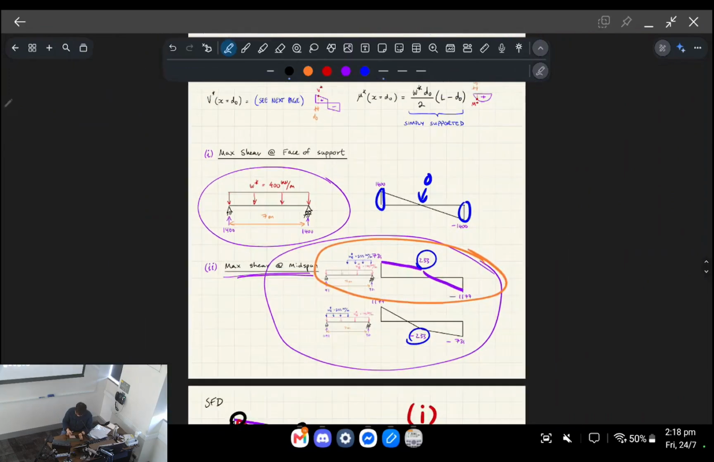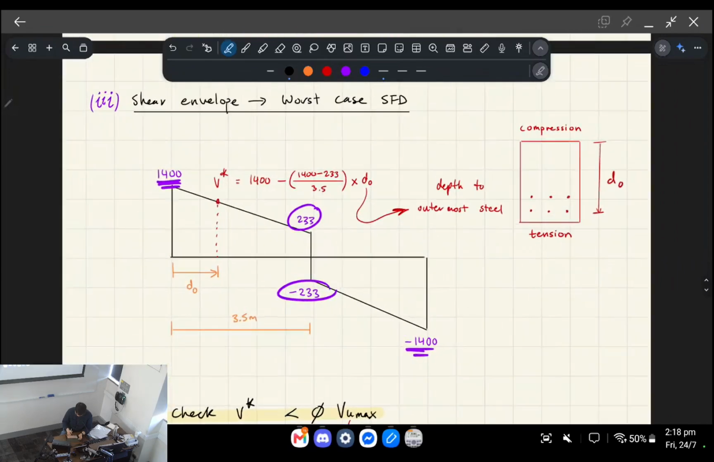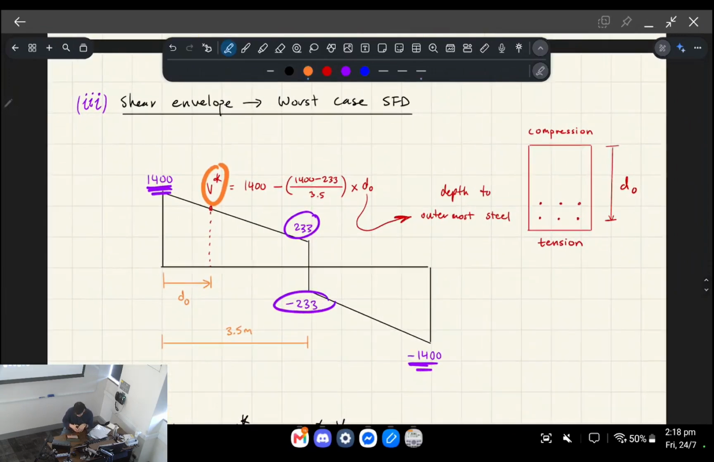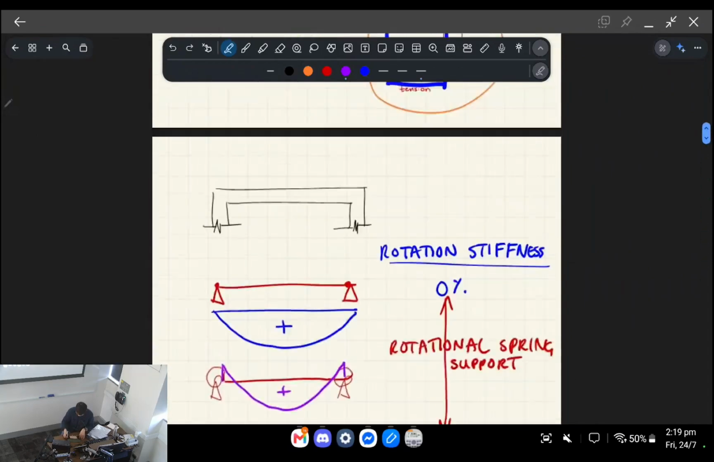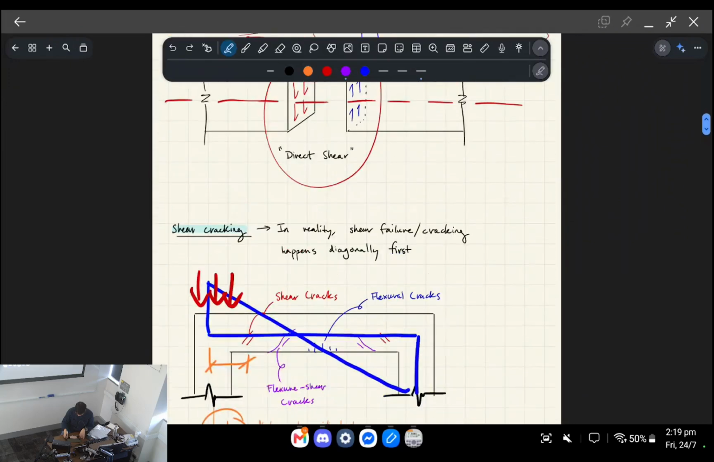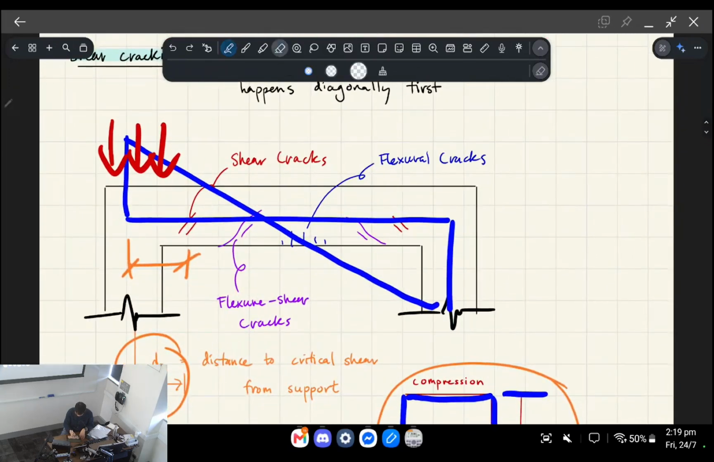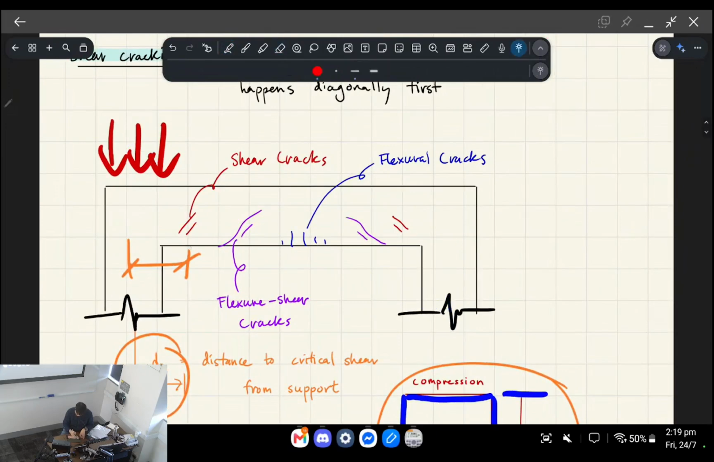Okay, so why is that important? It's important because we're interested in finding the design shear. And the design shear is where you get the shear envelope, right, which is the worst case scenario from all three of those loading cases of the shear force diagram. And you go a distance of DO away from the support. Okay, so as I mentioned before, the reason we do this, right, is because the critical point of failure where the shear cracks appear in your beam is a distance DO away, right? So in that same location is where we're going to take the design shear, okay?